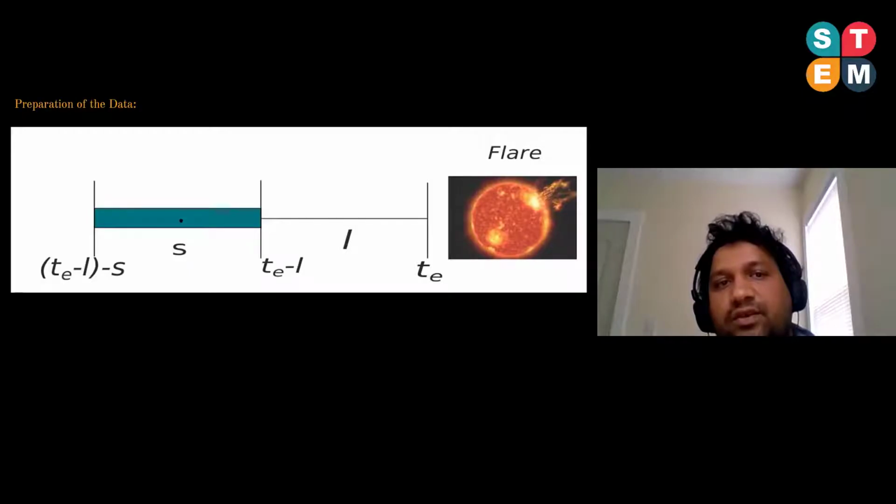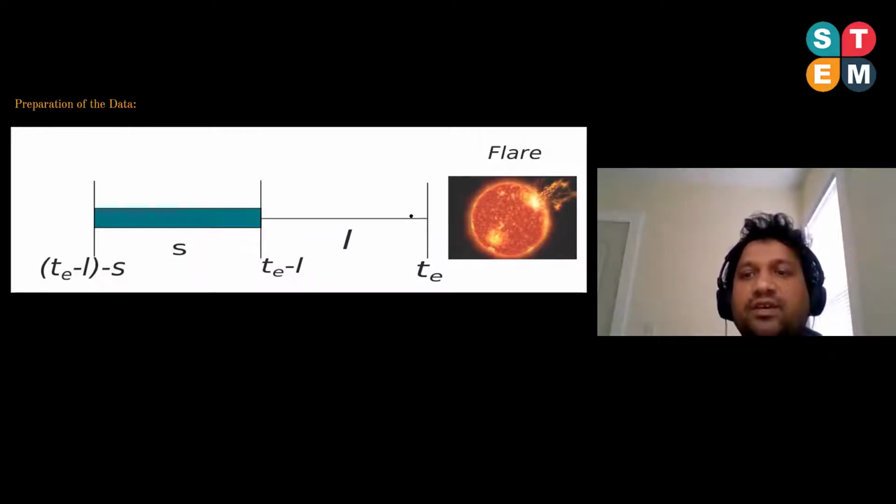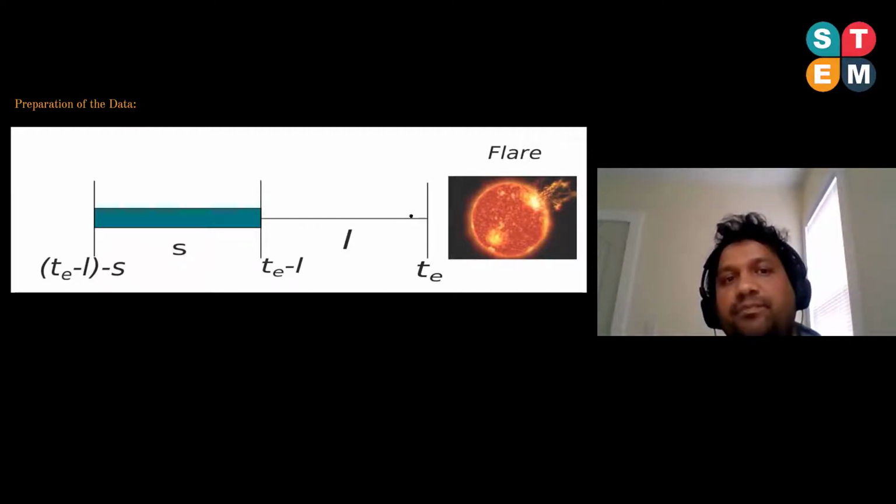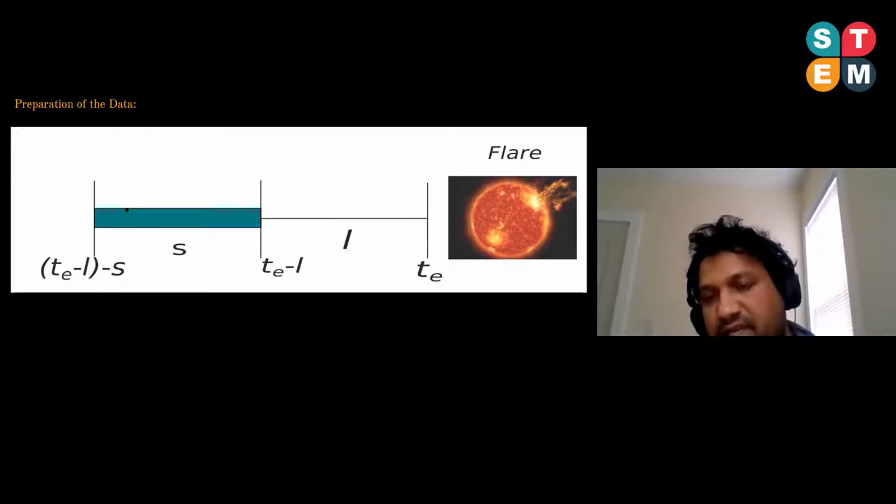So in the preparation of our data set, T is the time of the solar flare. We go back some hours, let's say 24 hours or 48 hours, which means we want to predict the flare 48 hours before or 24 hours before. And previous theoretical studies predict that the time evolution of magnetic parameters is actually responsible for the flare.